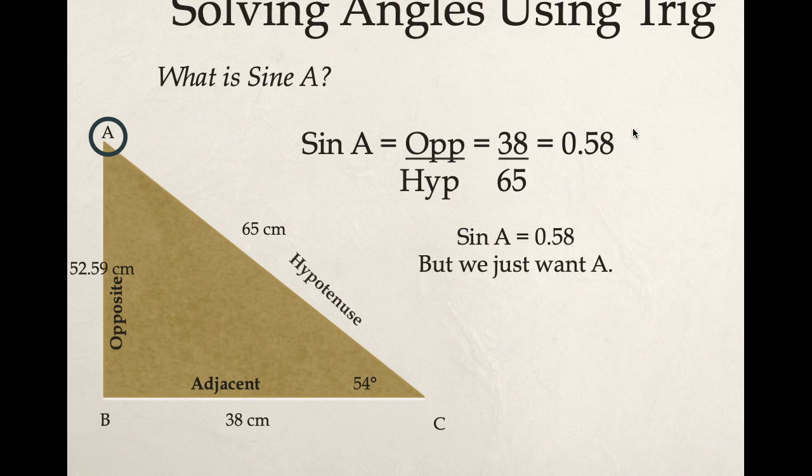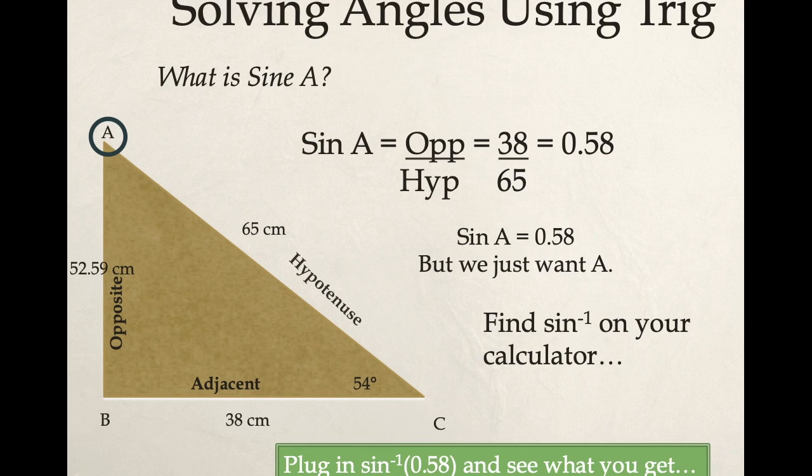to 0.58. It's great that we have the sine of A, but we want to know what A is. We want to know what the degree measure of the angle A is. And this is where you're going to need to find the sine to the -1 symbol on your calculator. If you were to use your calculator and plug in sine -1 of 0.58, what would you get?